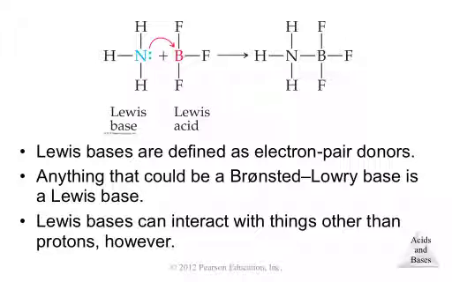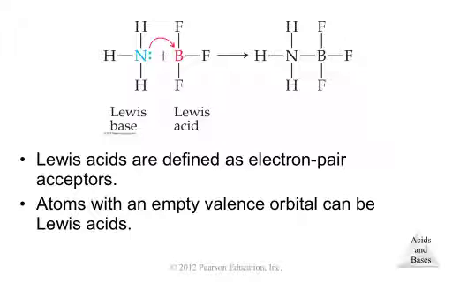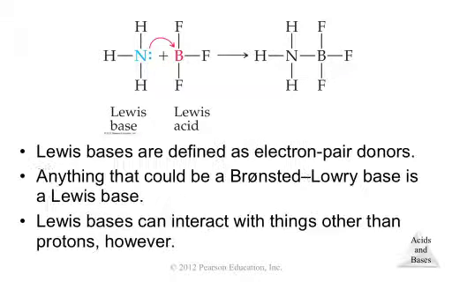Now, it says here, and I'm going to go back to the previous slide because this is here: anything that could be a Bronsted-Lowry base is a Lewis base. I've told you that before, but the opposite is not true. That last bullet here says Lewis bases can interact with things other than protons. So you can't say that if it's a Lewis base, it's a Bronsted-Lowry base, because if you're Bronsted-Lowry, you must have a proton. And that's what that last bullet is essentially referring to. So you can have the vice versa.